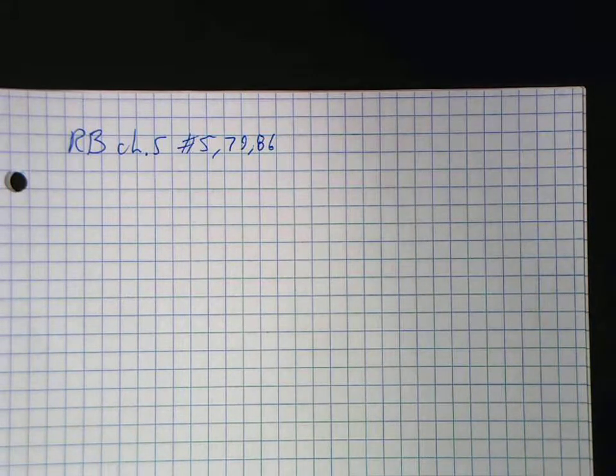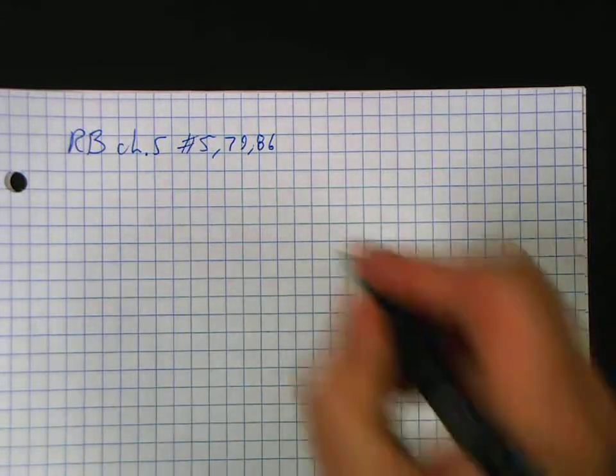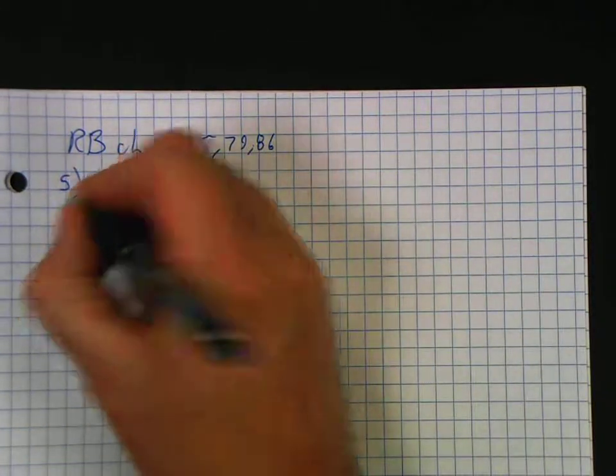Hi there. I promised you I would work out these problems that we had from the Red Book, Chapter 5, numbers 5, 79, and 86. And I'm going to do number 5 right now.